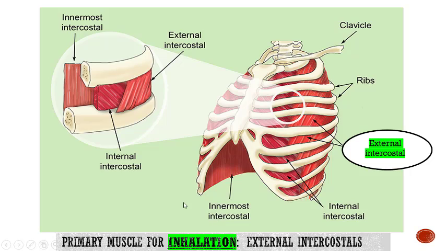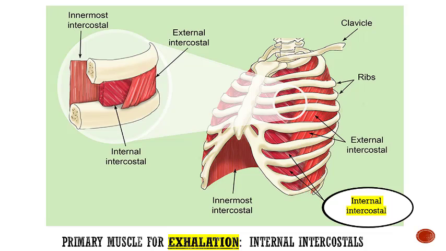Okay, so you have two primary muscles that we're going to be talking about for inhalation. You have your diaphragm, which is your major muscle, and then you have your external intercostals. Okay, two primary muscles, inhalation: diaphragm, external intercostals.